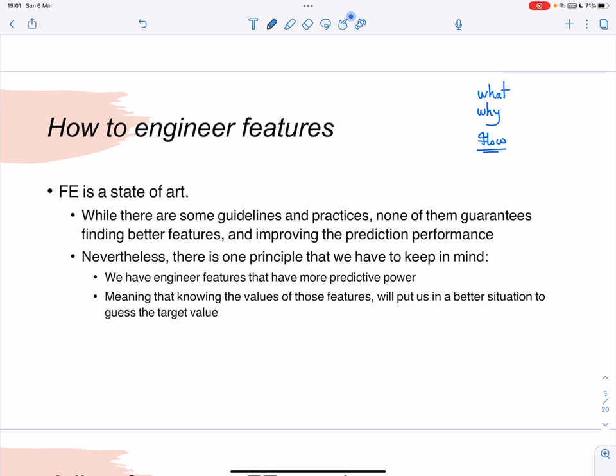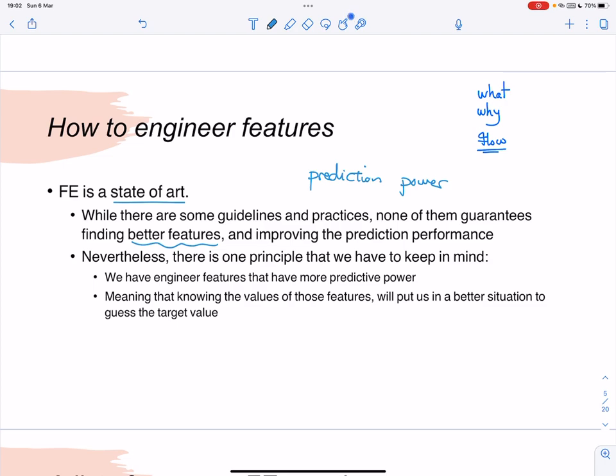But we can facilitate engineering of new features, let's say. So feature engineering is an art. While there are some guidelines and practices, none of them guarantees finding better features and improving the predictive performance. So when I talk about better features, basically I'm talking about the prediction power of these features. Okay? So better features means better, higher prediction power.